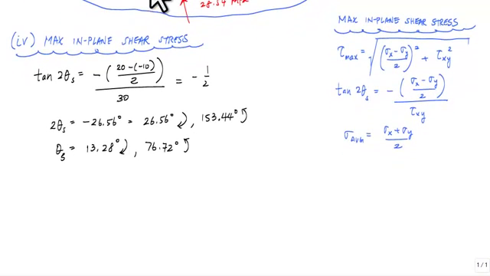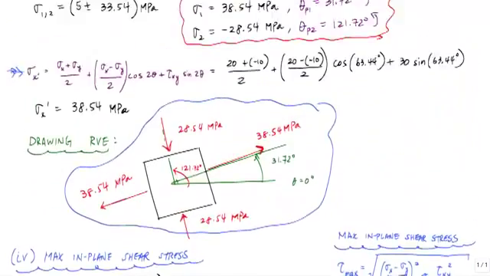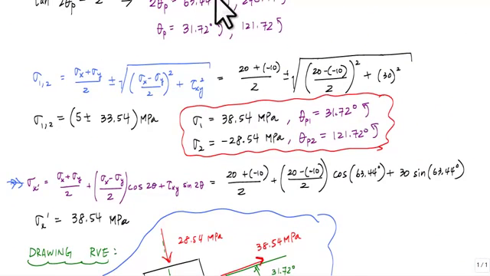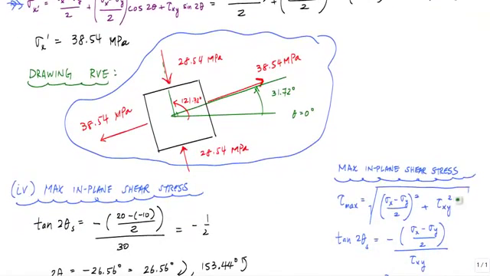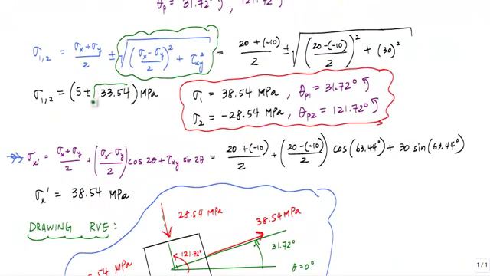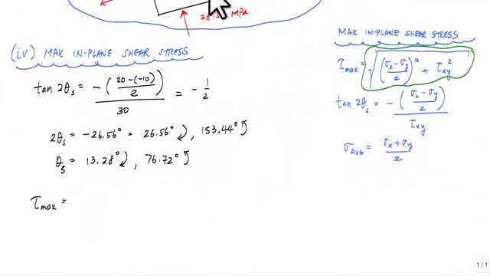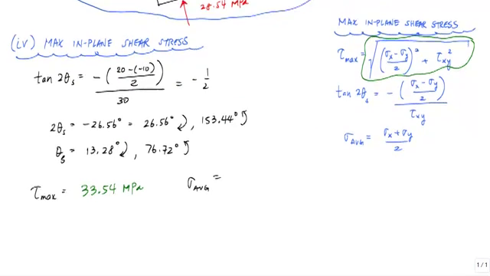So tau max now, and I would venture to say that you've already solved this before if you've calculated the principal stresses. If we look back up above, you'll notice that this term right here looks exactly the same as what was done right here. They are identical, and that's because this is also the radius in Mohr's circle. This value is just 33.54 megapascals. So tau max is 33.54 megapascals.